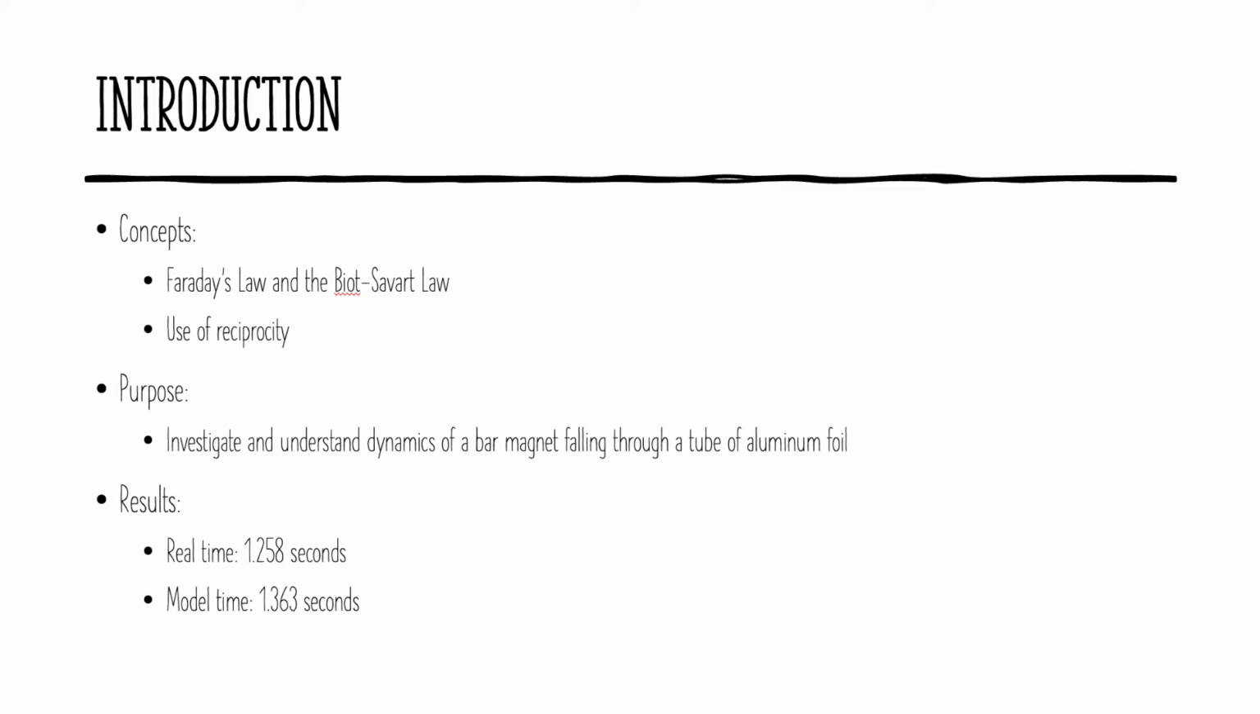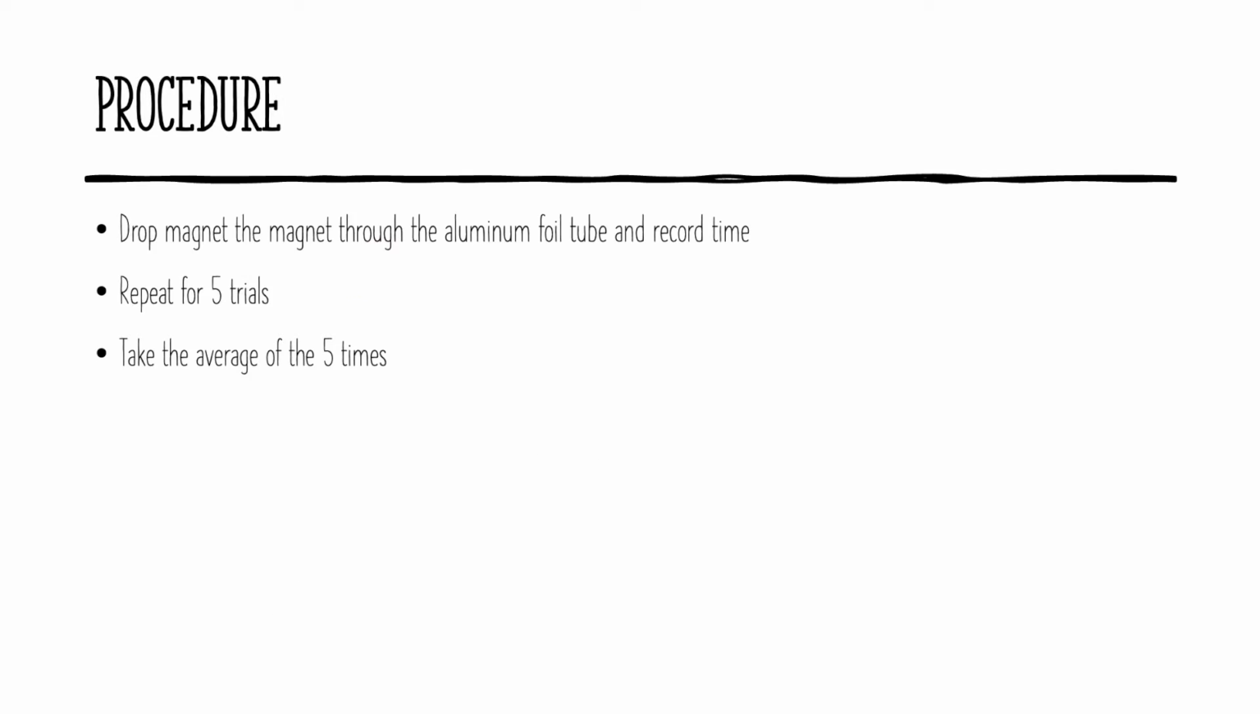We'll see that it took 1.258 seconds for the magnet to fall through the tube when done in real life. And in the computer model, it took 1.363 seconds for it to fall through the tube. To do the physical portion of the lab, we dropped a magnet through a tube of aluminum foil 5 times and took the average of the times.